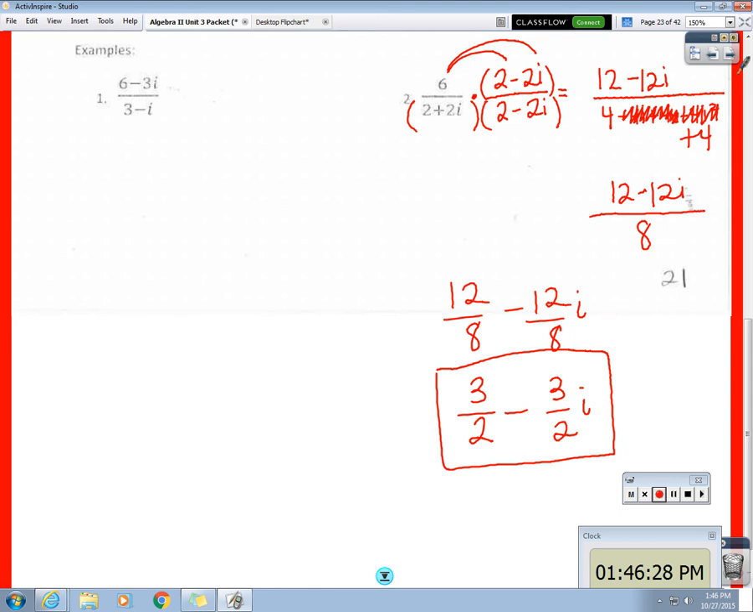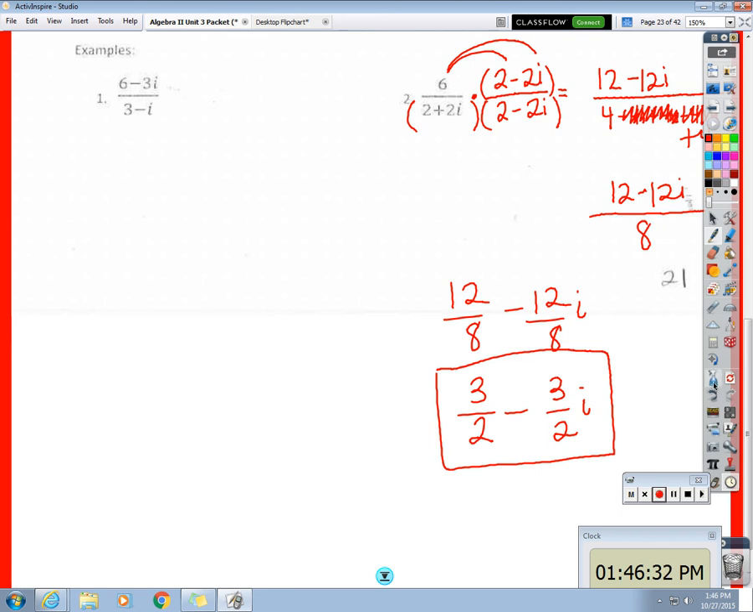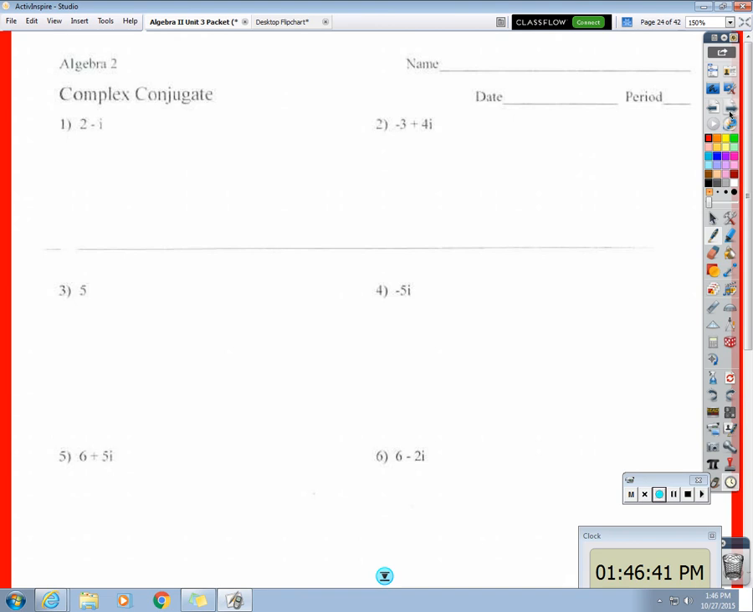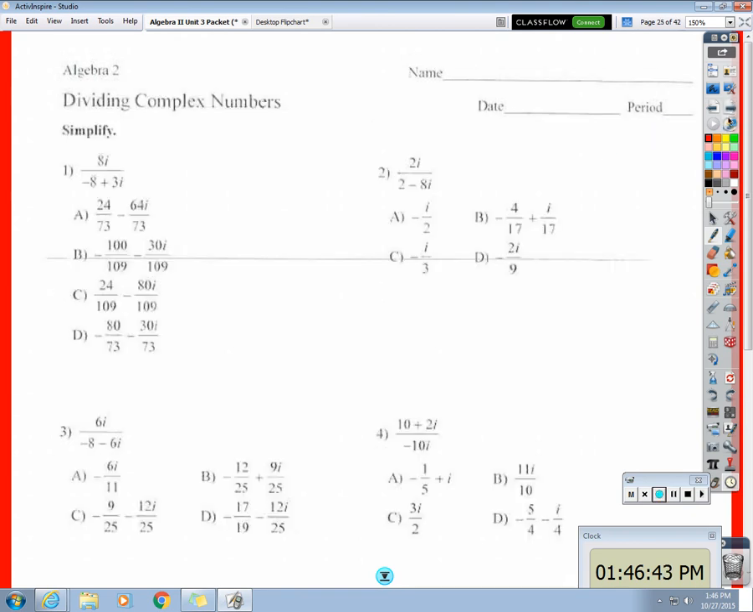Okay, now turn to the next page. Okay, actually the next, because we just did that page. Alright, these are just dividing complex numbers. I just made it multiple choice so that after you do all that work, you'll at least know if you've done it right. Plus, when you take the test, you'll have 4 choices to look at. So let's look at number 1. Let me zoom in on it.